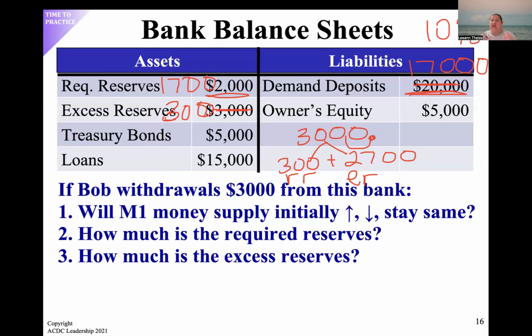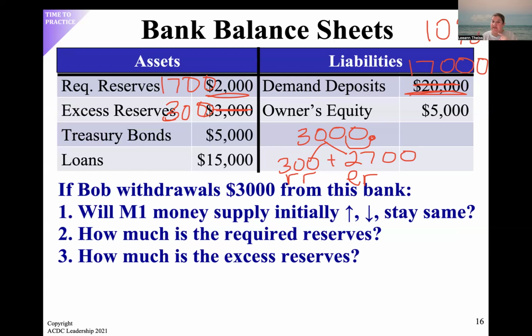So this is a secondary way of doing this problem. If that first way of doing it worked for you, great, keep doing it that way. The $3,000, split it, subtract it out of required reserves, subtract it out of excess reserves, and then change your demand deposits. That's process number one.